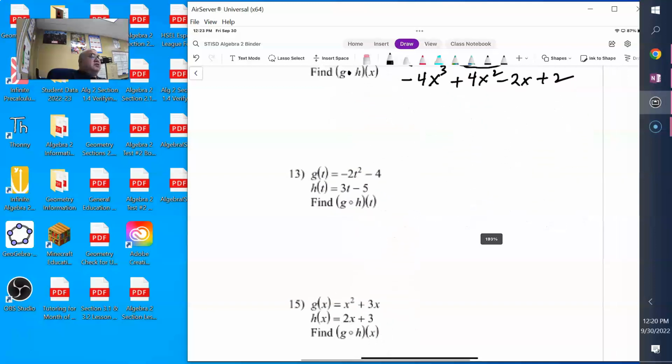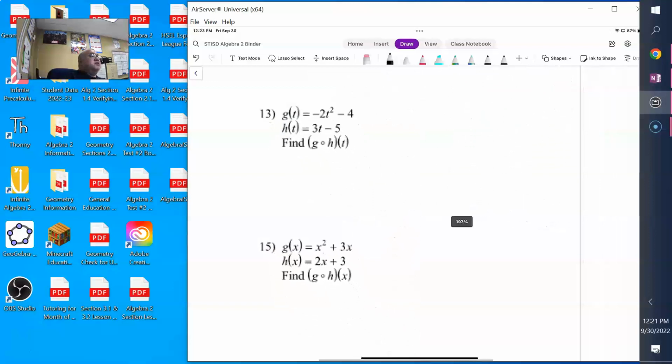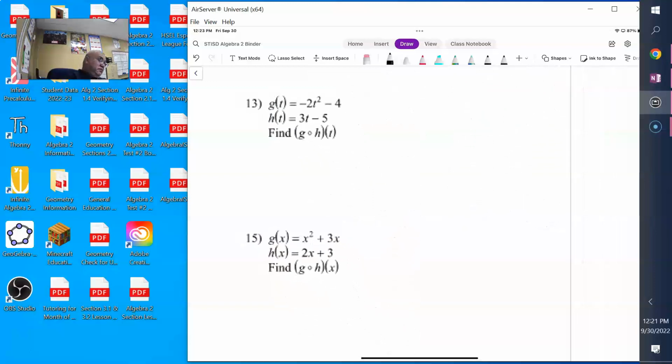Now 13 is composition, and you got to be careful. So we have g composition of h of t. Please do it the way I'm showing you, and you'll get it right. You have g composition of 3t minus 5.